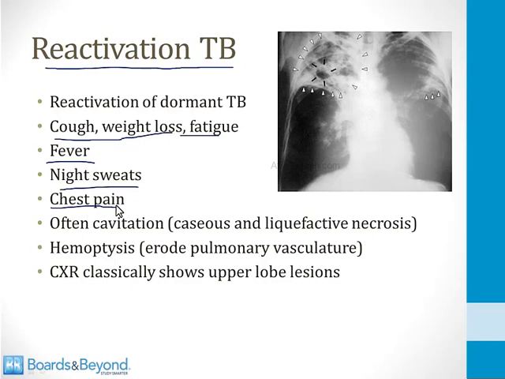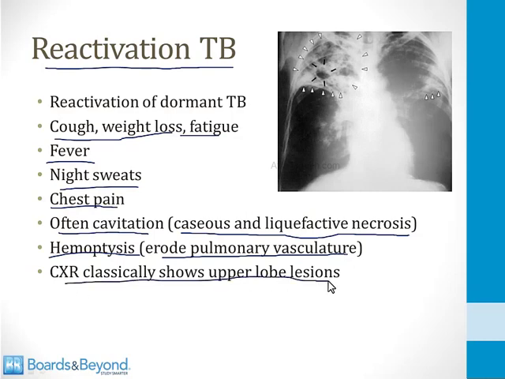They often have chest pain, especially pleuritic chest pain. And it's high yield to know that reactivation TB classically causes cavitation. So there is caseous and liquefactive necrosis causing a cavity to form, usually in the lungs. Because the cavity forms in the lungs, it can cause hemoptysis. The cavity can erode into the pulmonary vasculature. And the chest X-ray classically shows an upper lobe lesion. And this is an example of an upper lobe lesion on the right, a cavitary lesion of TB. And remember, I said that TB likes the upper lobes of the lung because that's where that VQ ratio is highest. So there's a lot of extra oxygen around for the bug to use.